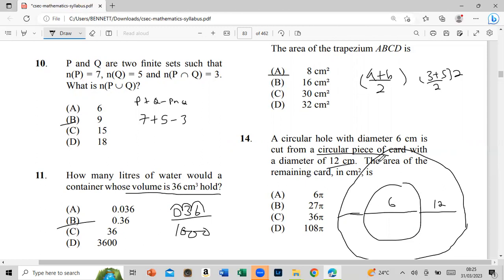Alright, so you see now. The area of the remaining cardboard in cm is, so basically, this was the original. So we cut out that piece here. So actually this we have fine. That's my interpretation of it.